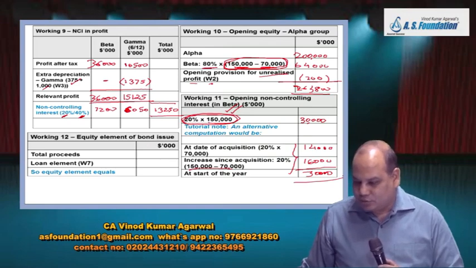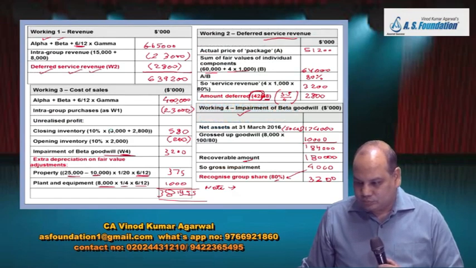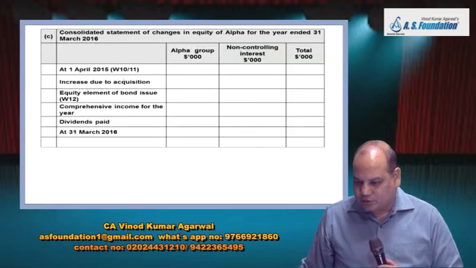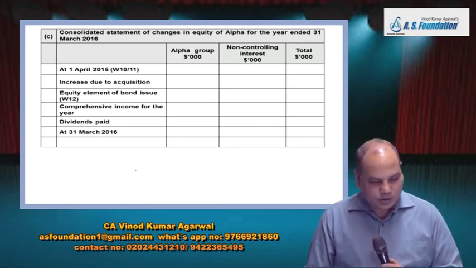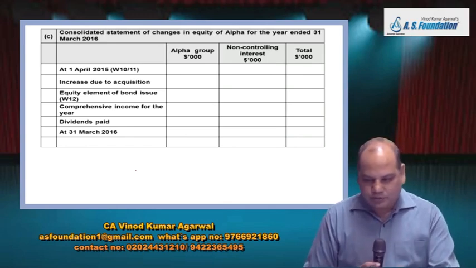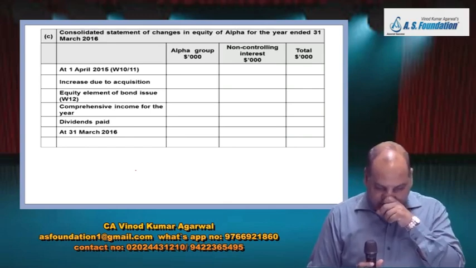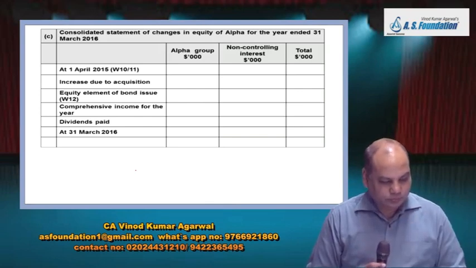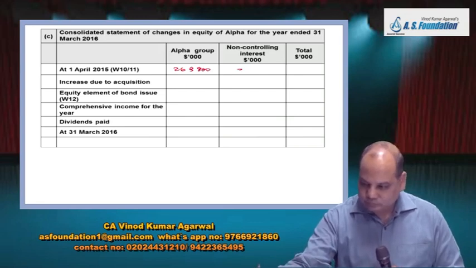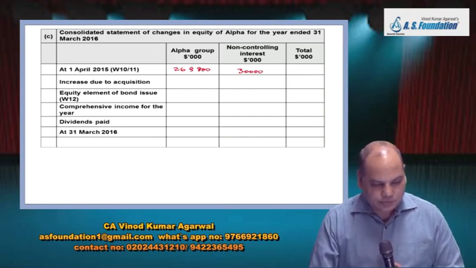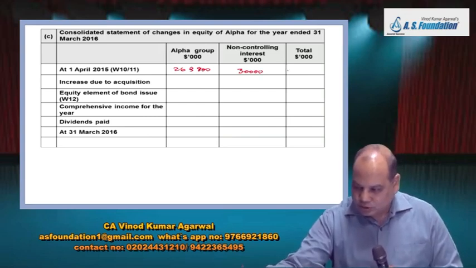Okay. So dear student, come to SOCIE first line, on 1st April 2015. Working note number 10, 263,800. NCI 30,000. So total was 293,800.